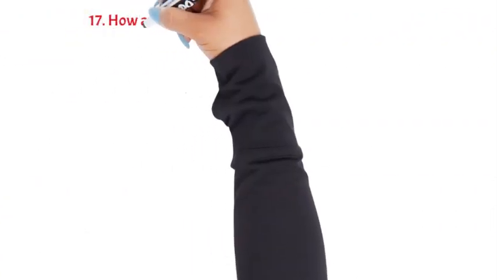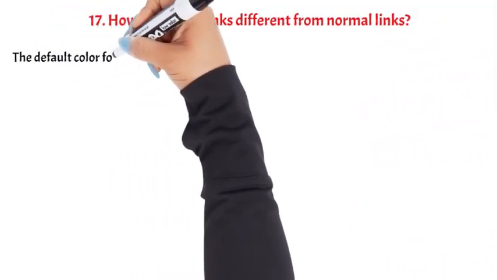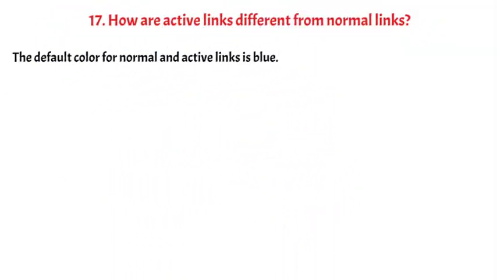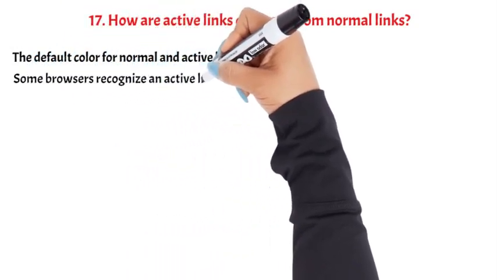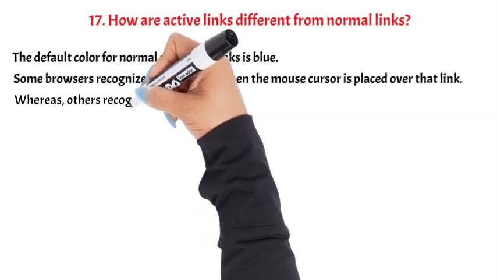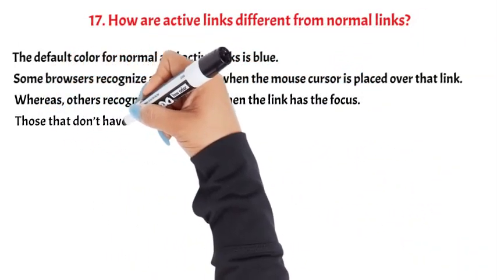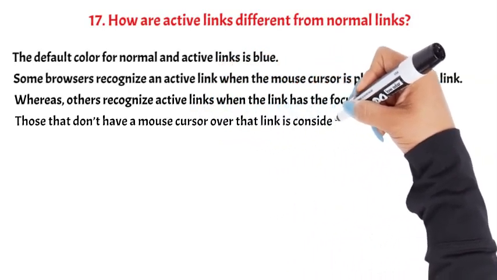17. How are active links different from normal links? The default color for normal and active links is blue. Some browsers recognize an active link when the mouse cursor is placed over that link, whereas others recognize active links when the link has the focus. Those that don't have a mouse cursor over that link are considered normal links.